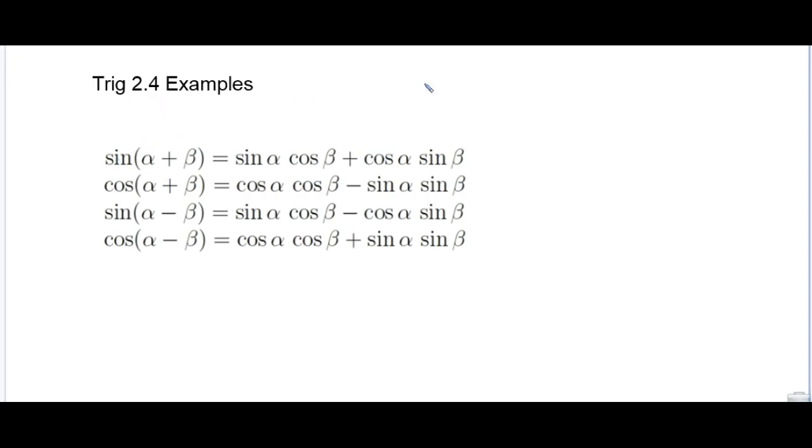Alright, so here are the sum and difference formulas for sine and cosine, and we'll find the sum and difference formulas for tangent in a little bit. They're also found on page 236 in your book.